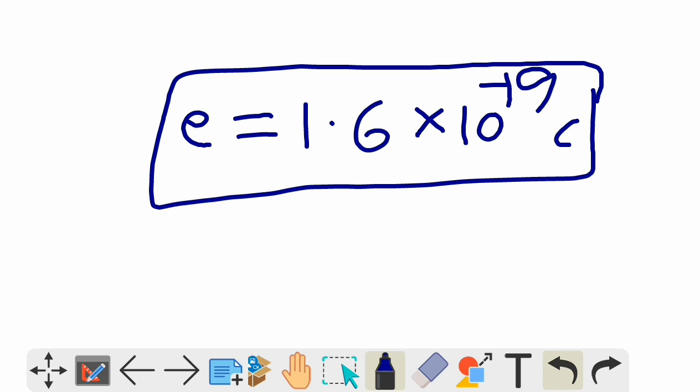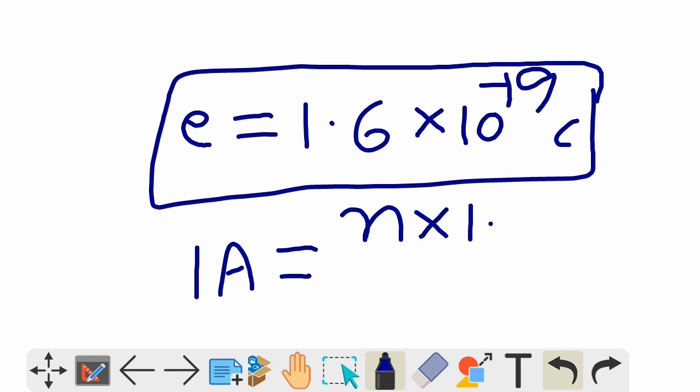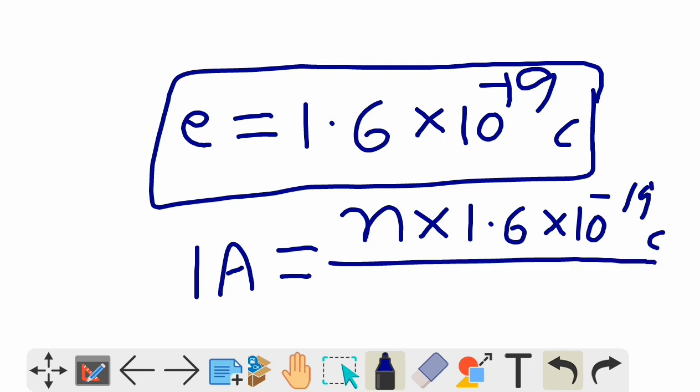Now let's substitute. In place of I, what is given? 1 ampere, isn't it? So 1 ampere is given, equal to n, which we don't know, into the charge on the electron, 1.6 into 10 to the power of minus 19 coulomb, by time, which is also given, 1 second. Understood? So ampere is equal to coulomb per second. So let's simplify for finding the n value.